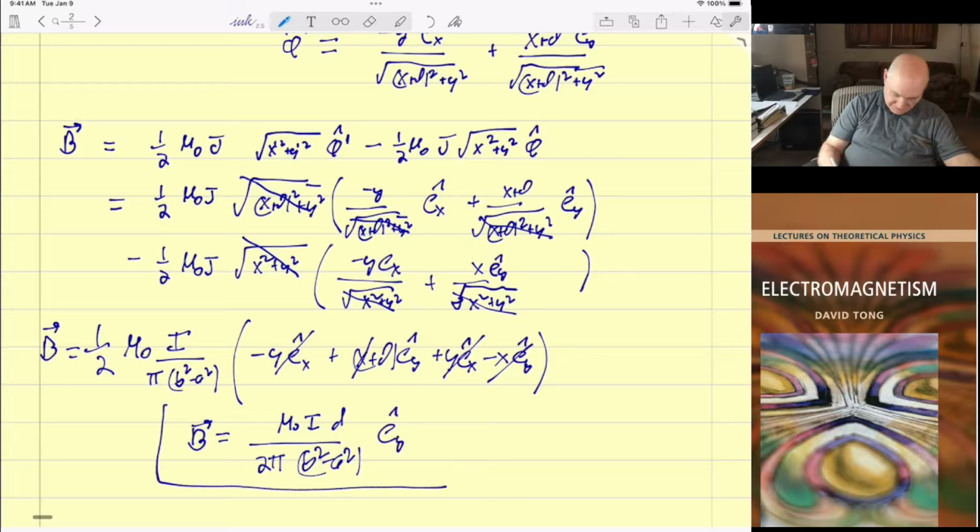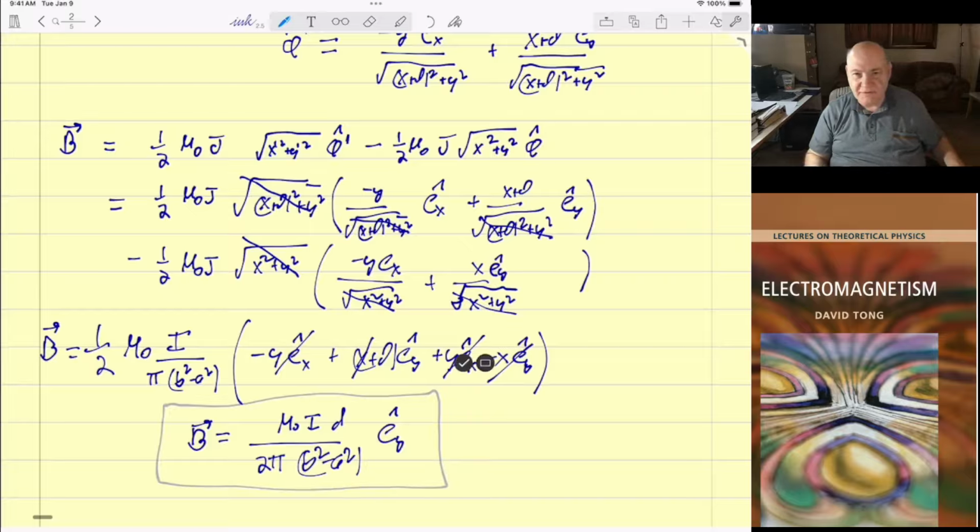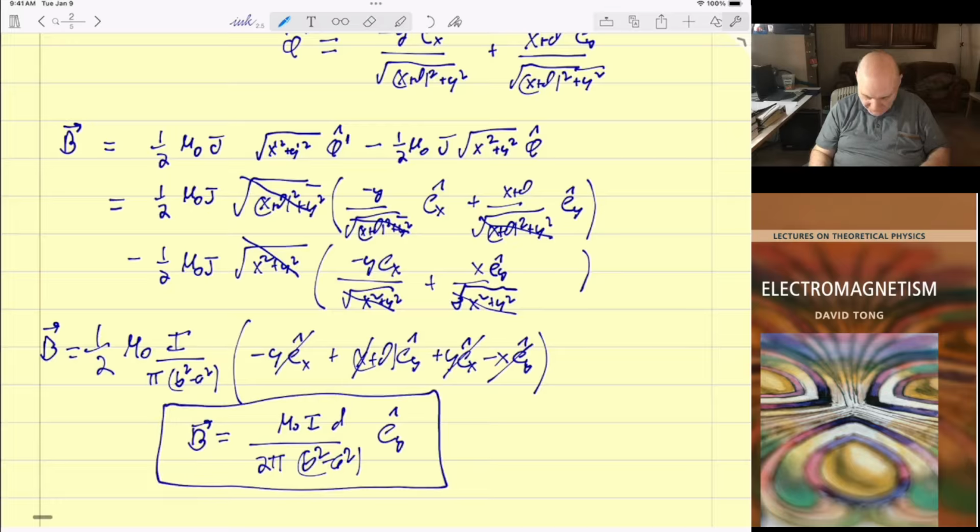And that is our answer. It's a real nice answer. The magnetic field is just in the y direction, and it works out very nicely. So that's the solution to the problem.